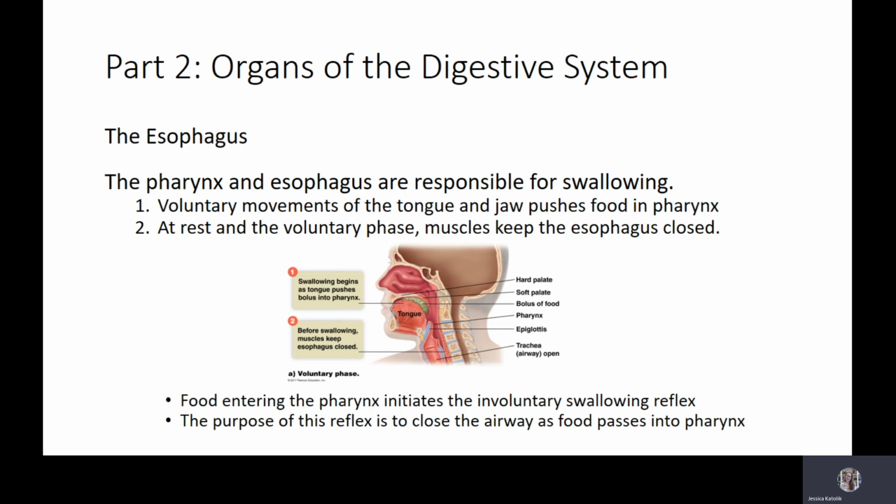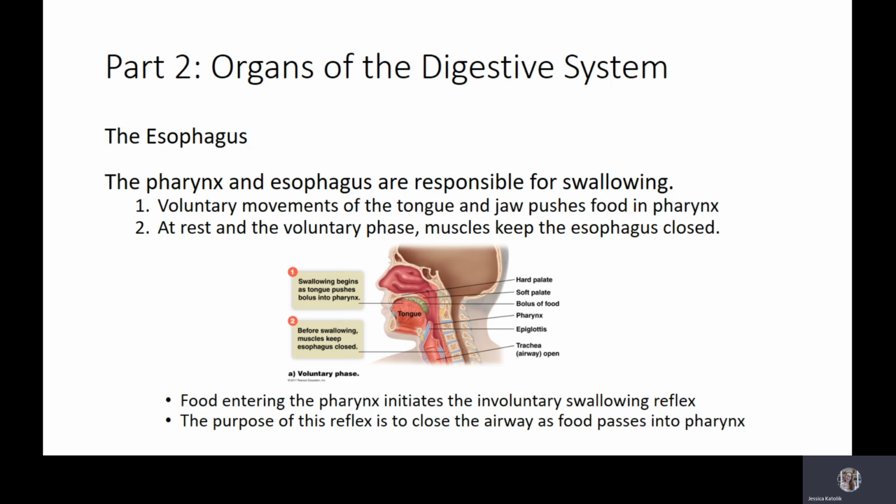Essentially what happens is that the tongue will actually move towards the hard palate, and as it moves towards the hard palate, it's going to push the food, or what is now called the bolus, when the food has been kind of chewed and mashed up, call it a bolus. The bolus will actually be pushed back into the pharynx.